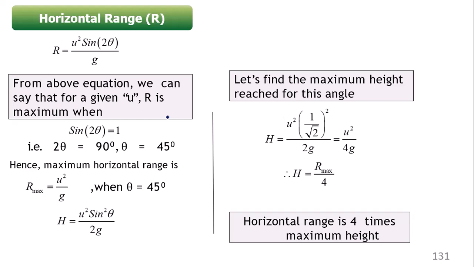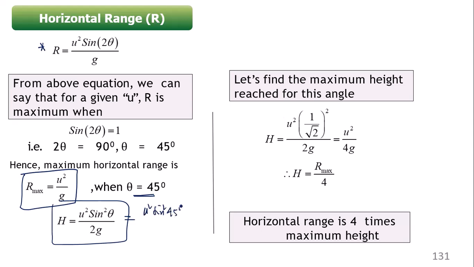Now, R is U square sine 2 theta by G. I know that for theta equals 45 degree, I get the maximum range, that is U square by G. And I want to calculate the value of H for that case. I know the formula for H, the maximum height attained by the particle, is U square sine square theta by 2G. If I put theta equals 45 degree, it becomes U square sine square 45 by 2G, and sine square 45 means 1 by 2. So U square by 4G.